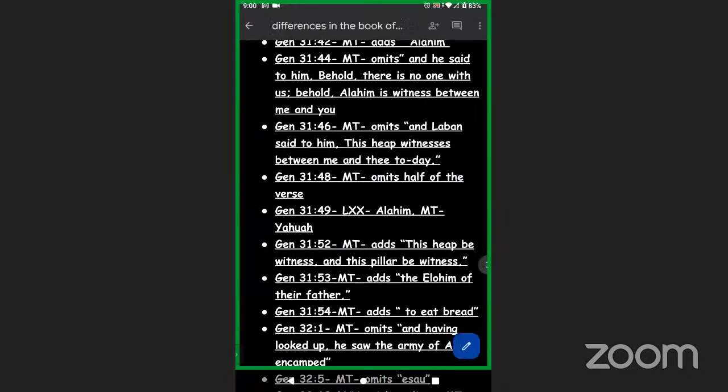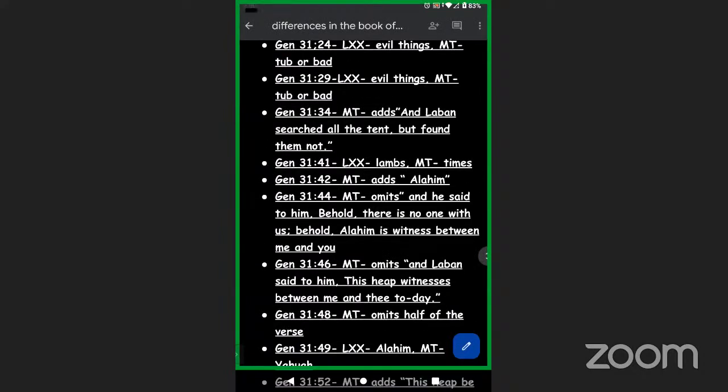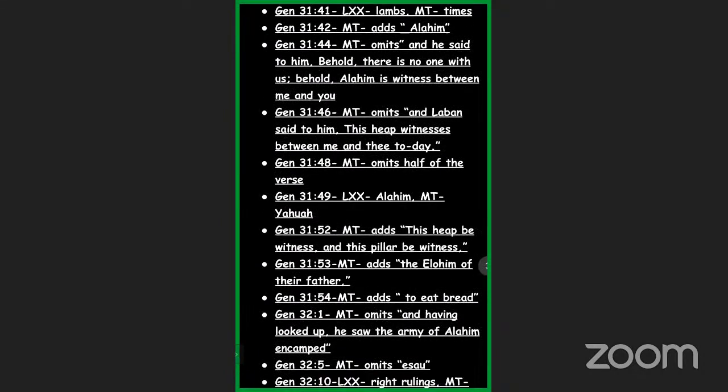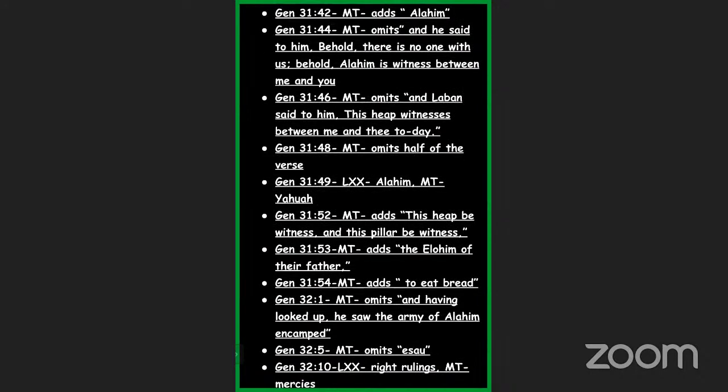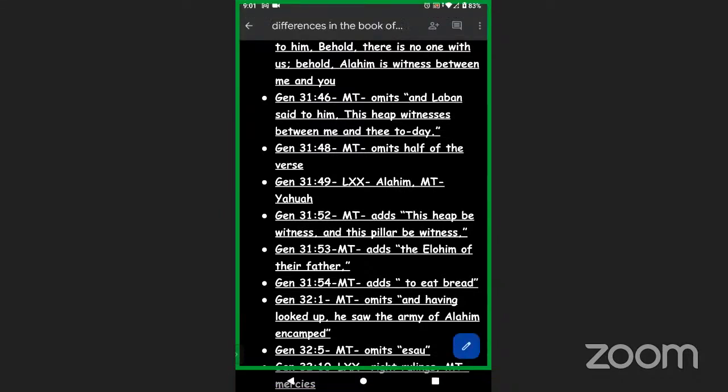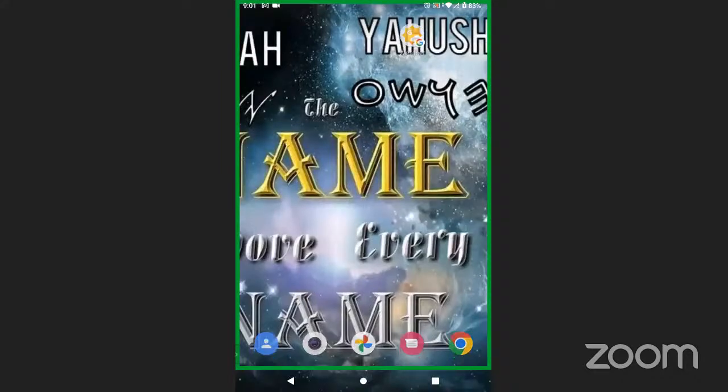Okay, so we did 31:34, then 31:41, LXX lambs, Masoretic text times. Again, I'm not going to go through the same thing again. We've already seen that before. Genesis 31:42, the Masoretic text adds Elohim. So we're going to look at that there.